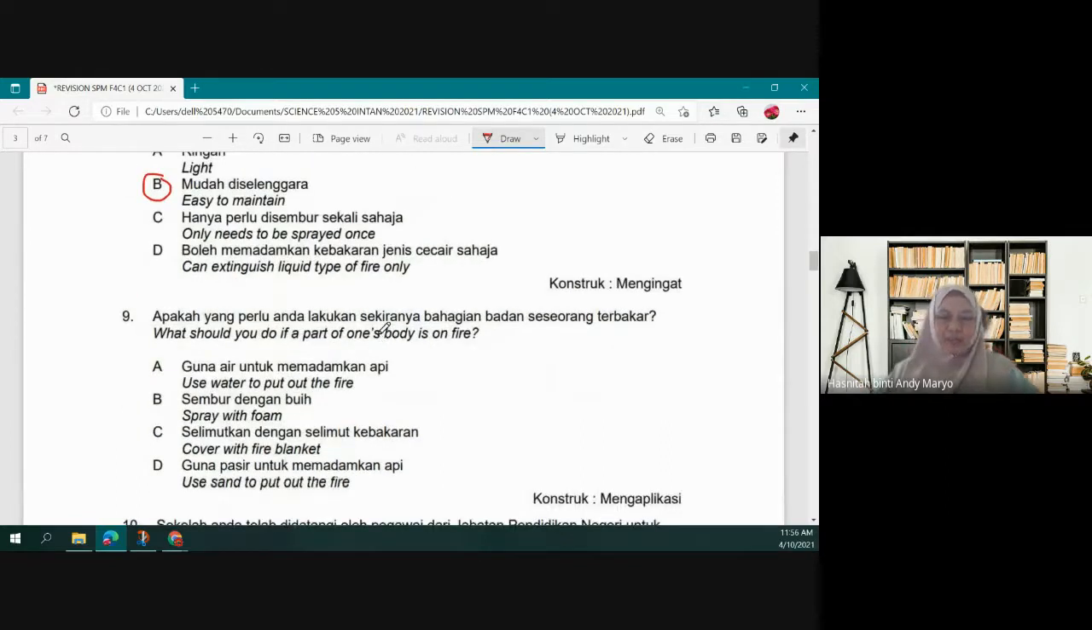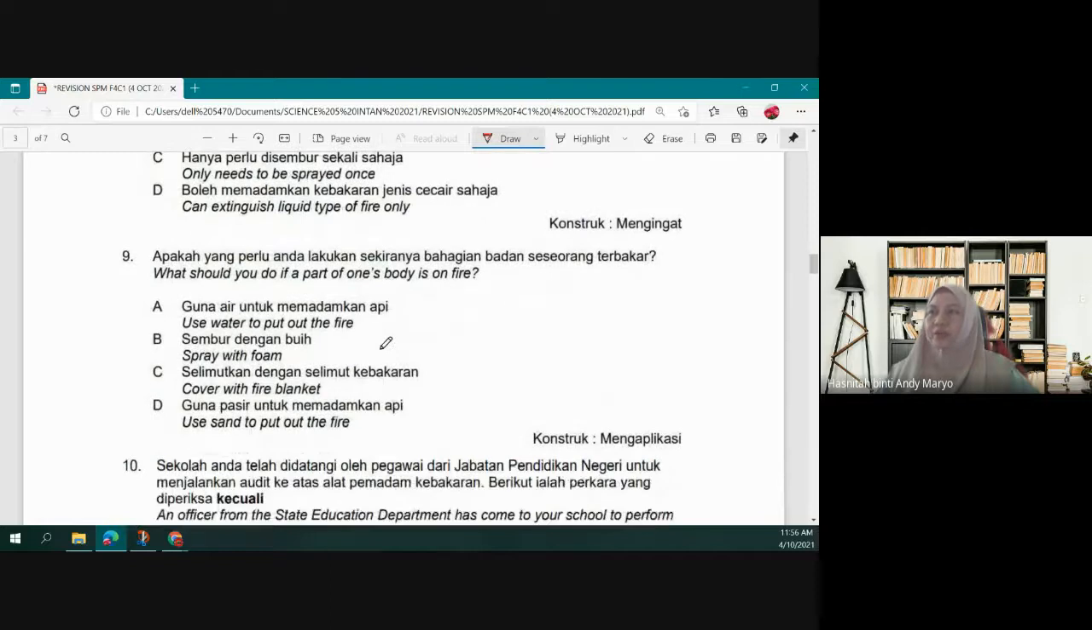Okay, question number 9. What should you do if parts of one's body is on fire? So what should you do? One part of the body is on fire now. The fire is on a human. Kalau kawan kamu terbakar, kita buat eksperimen nakal, terbakar pula baju dia and it spreads very fast. So what can we do to the person who is on fire?